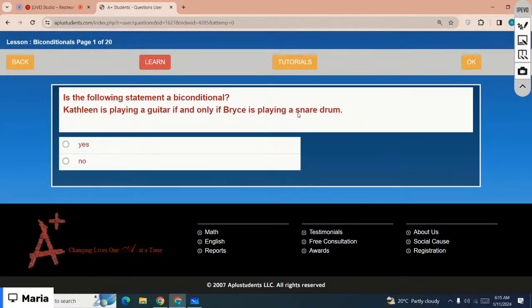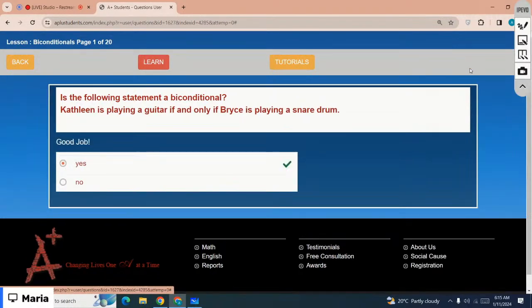And if Brace is playing a snare drum, that means Kathleen is playing a guitar. So yes, it is a biconditional. The correct option is yes, this is a biconditional.